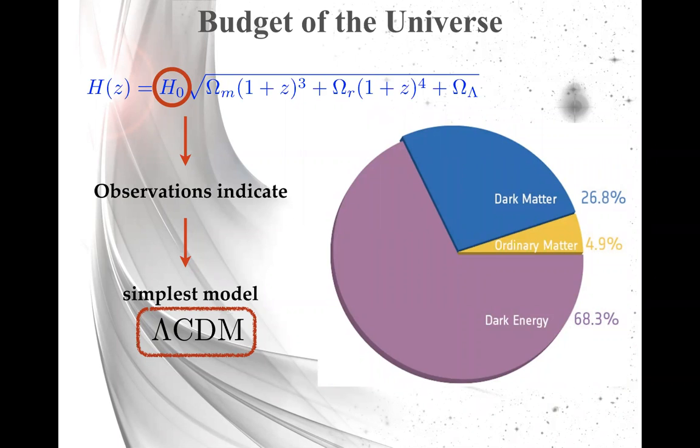So when you compare the early universe cosmology with the late time universe, the value of H0 seems to be in slight disagreement. But apart from that, this lambda CDM model works quite nicely.